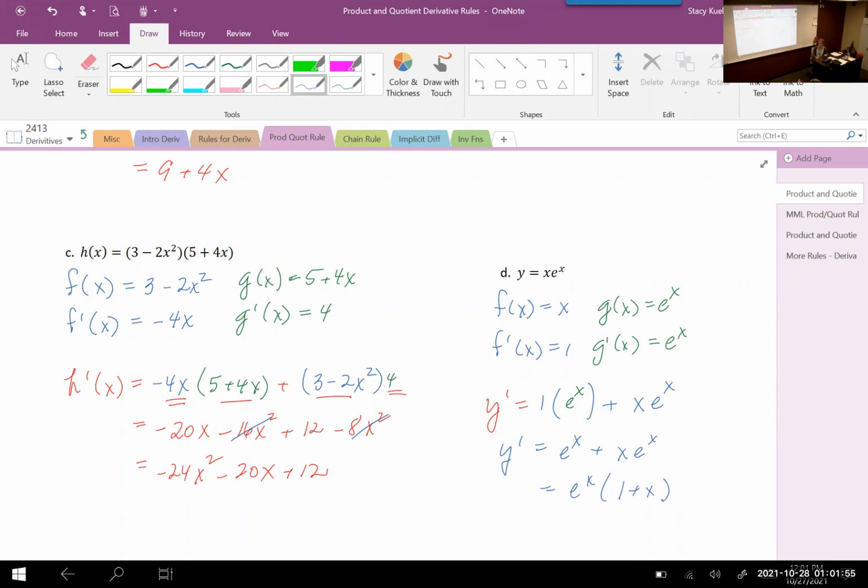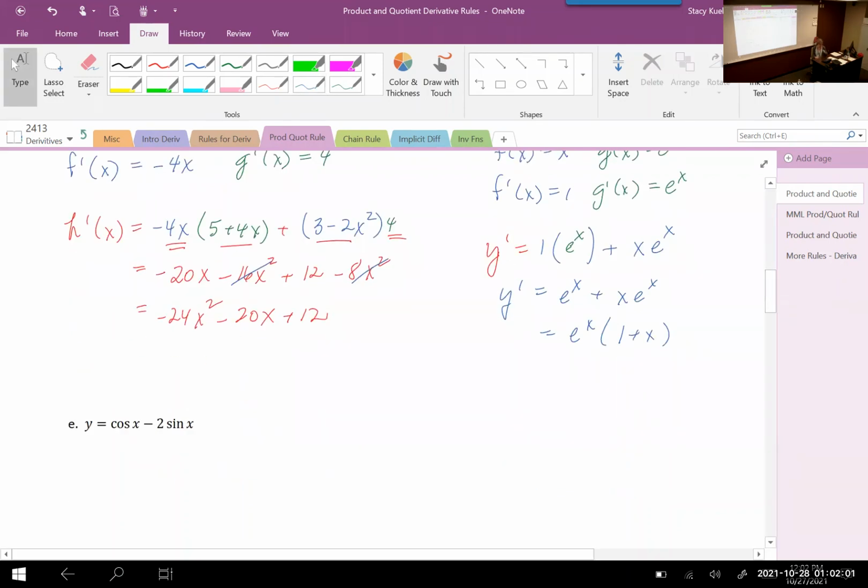Okay. All right. Let's try our hand at this next one. I've got y is equal to cosine x minus 2 sine x.